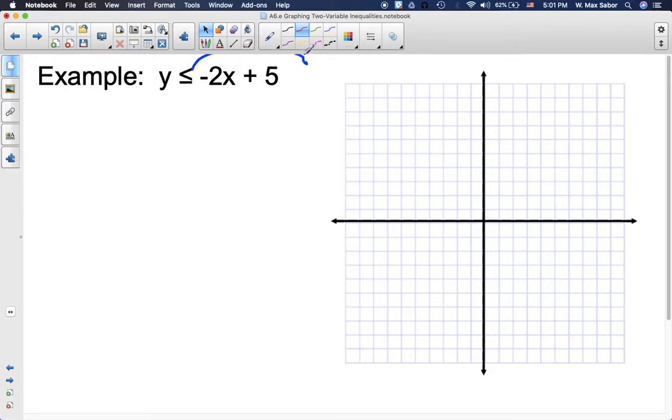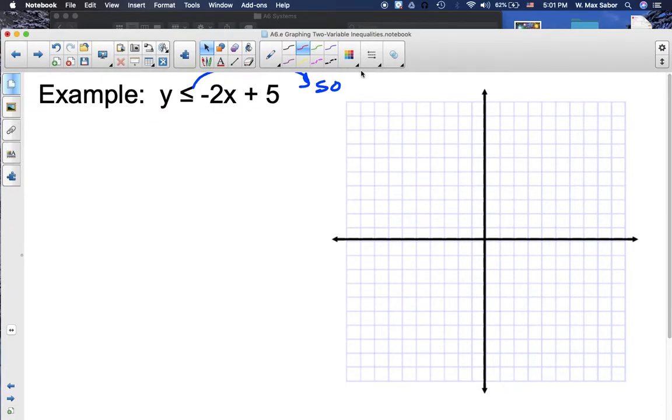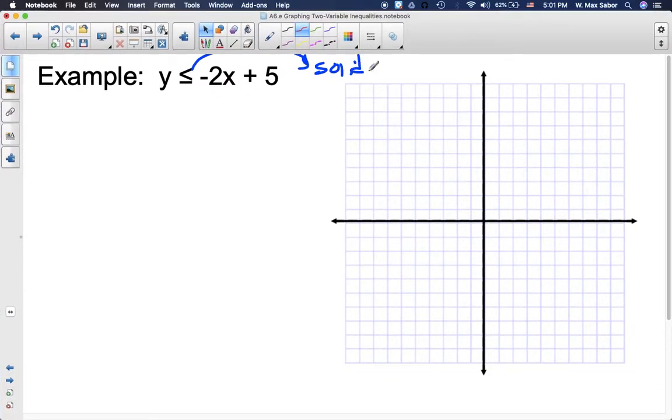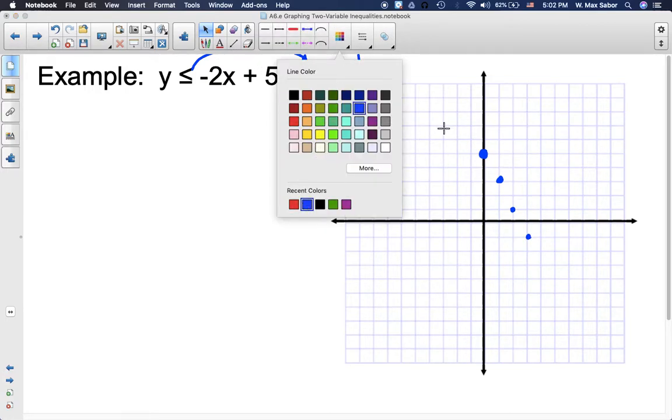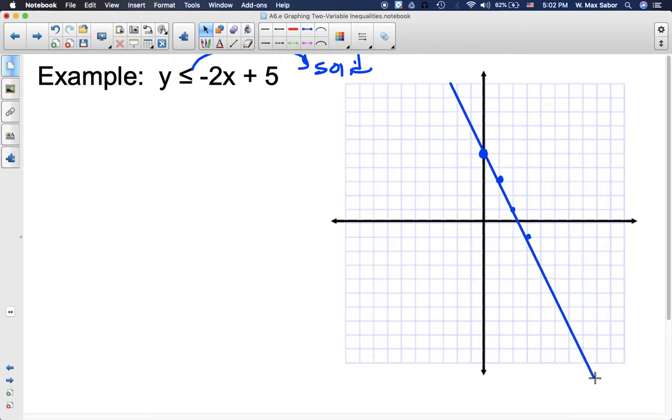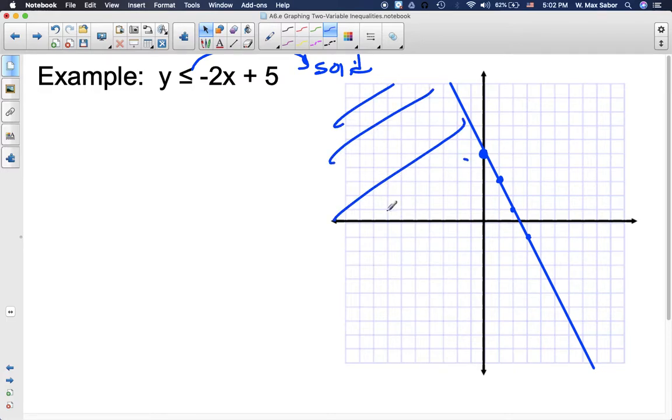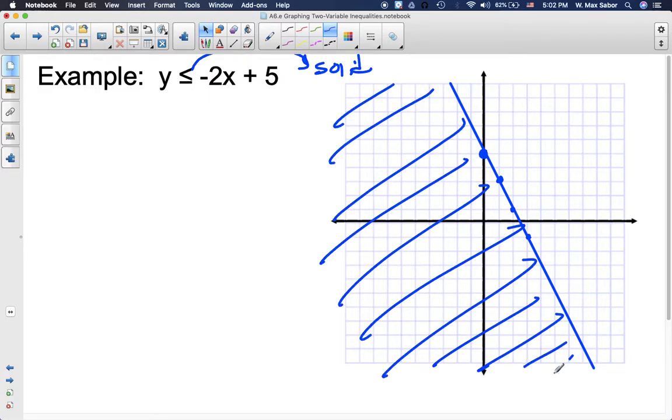Here, y is less than or equal to negative 2x plus 5. So this is a solid line. It's already in y equals mx plus b form, so we don't need to solve it. We go down to right 1, down to right 1, down to right 1. Take our line. And now, because it's y is less than or equal to, we shade below that line.